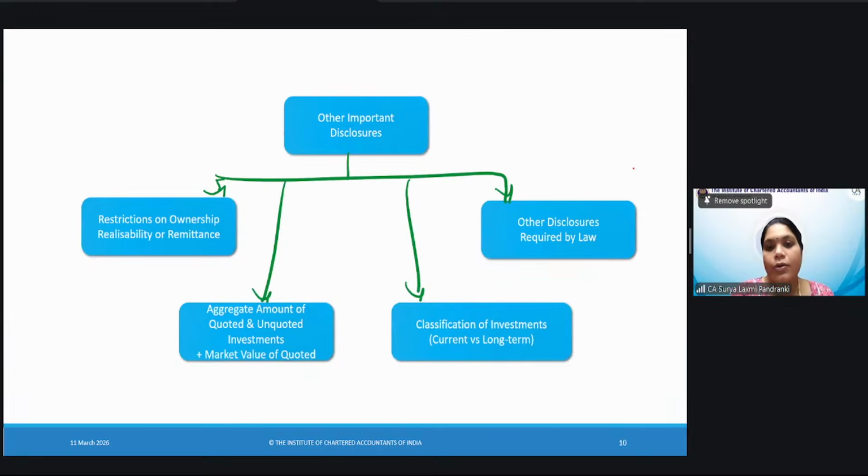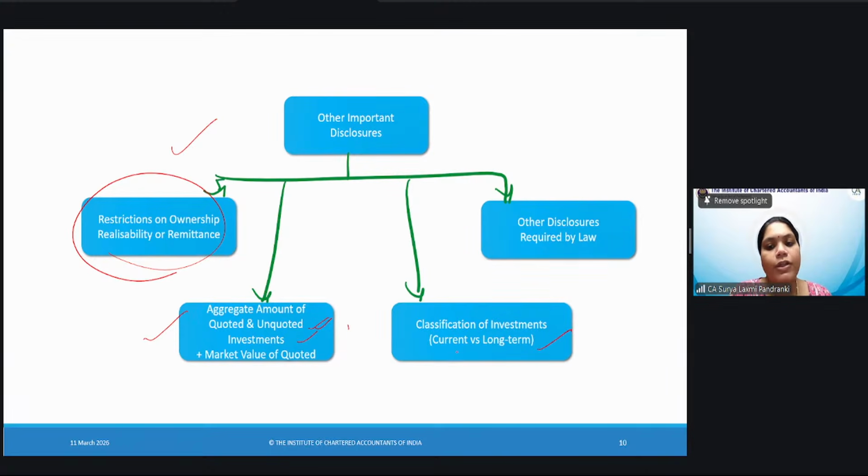In other disclosures, we talked about the restrictions in PPE, if you remember. Do you have any restrictions on the title of that property or plant and equipment? Same way, do you have any restrictions on the ownership of this investment? All such restrictions have to be talked about here. Then you will also talk about quoted and unquoted investments. I told you what are quoted and unquoted investments, right? If those are quoted, then you have a proper channel. Market value will be easily identified. But if those are unquoted, how did you identify the market value or the fair value? All such things have to be disclosed.